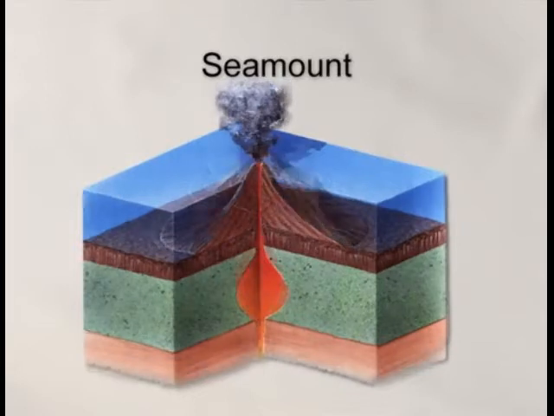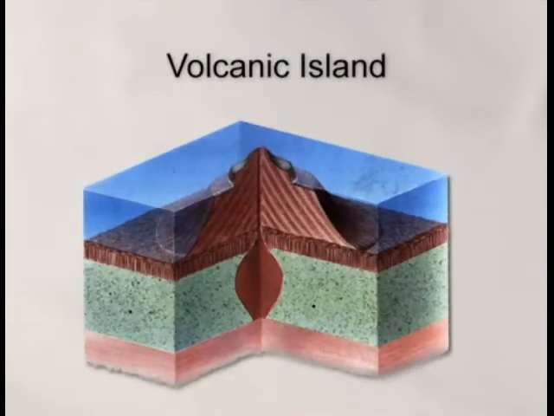Now, if it does break through to the surface, then of course we're talking about a volcanic island. And the best example I can think of that you would remember would be the Hawaiian Islands. Each of the Hawaiian Islands is in fact a shield volcano that built up above the surface. And we're going to talk about the Hawaiian Islands in another lecture, so I don't want to get into those too far. But anyway, that would be the shield volcano.